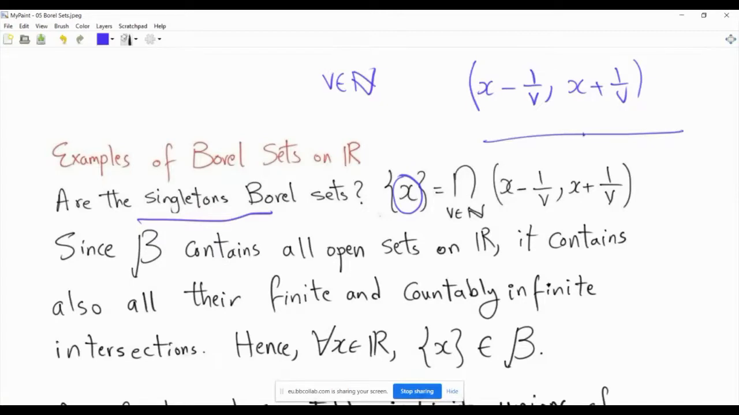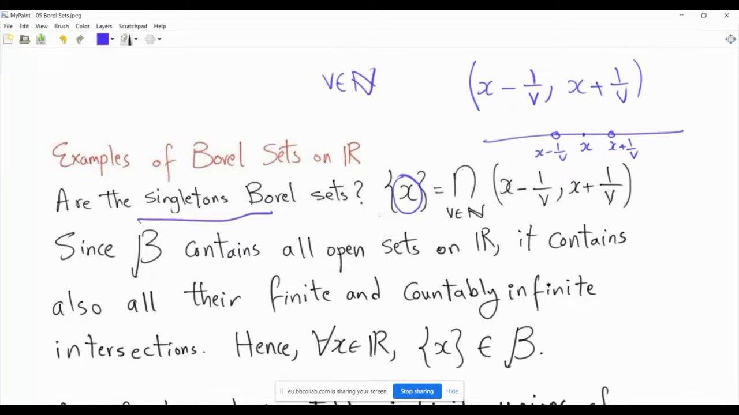So basically this is x. Then you can have an open interval going from x minus 1/v to x plus 1/v. If v is 1, this is from x minus 1 to x plus 1. If v is 2, then this is x minus 1/2 to x plus 1/2, and so forth. So you have those open intervals. Each one of them, by definition, is part of your sigma algebra, the Borel sigma algebra, because we said that you can take for granted that it contains all open intervals.